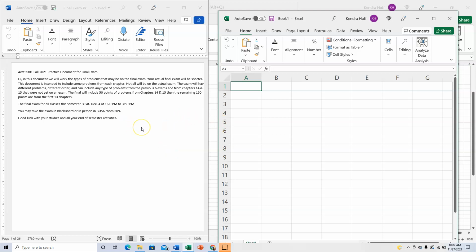So this is a review for the final exam. Posted in Blackboard, there's this blank exam, and there's also a key. So if you just want to go look at the key, you can do that as well. It's much longer than the actual exam will be, but it's just questions for you to review and get ready for the final.